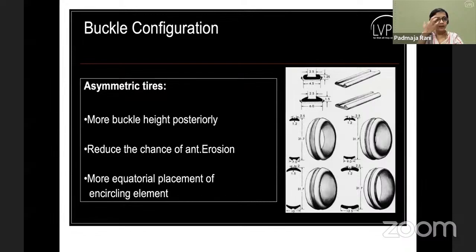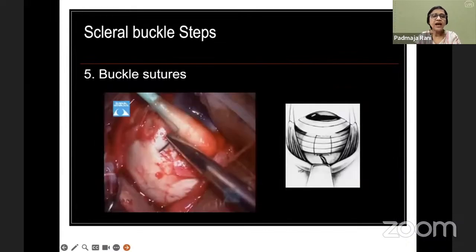But the buckle configuration is asymmetric tires, with more buckle height posteriorly. And usually the choice here is 276, which is actually done for dialysis. And for the buckle sutures, as I said, you take the anterior suture and then the posterior coverage. For example, if the break is around 5 mm from the muscle insertion, you keep a buckle width of 7 mm. So you take the posterior bite at 9 mm.